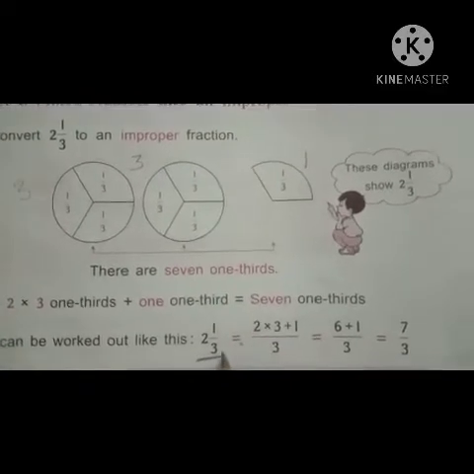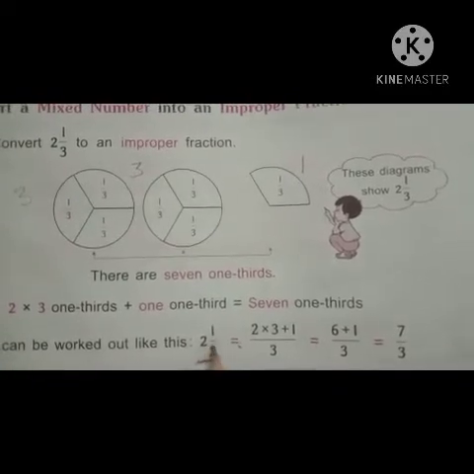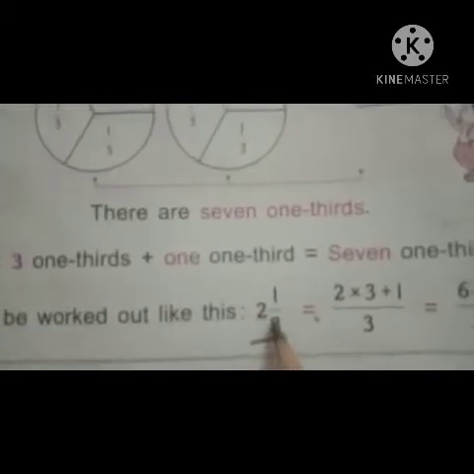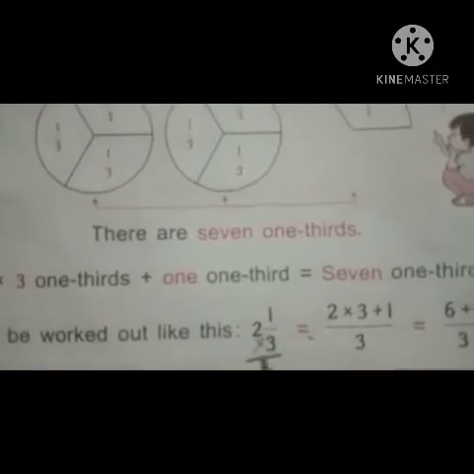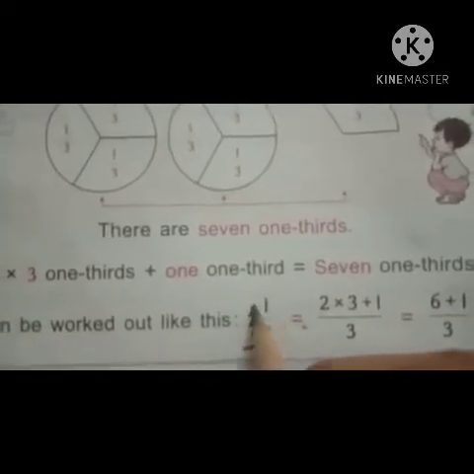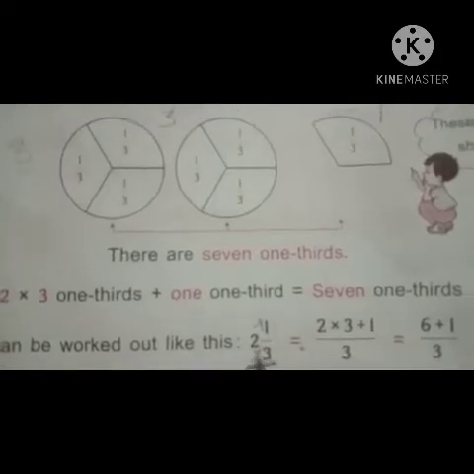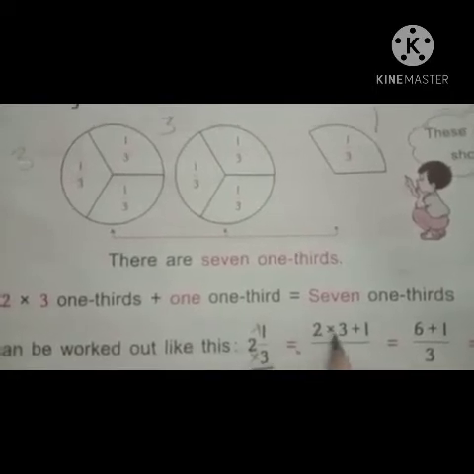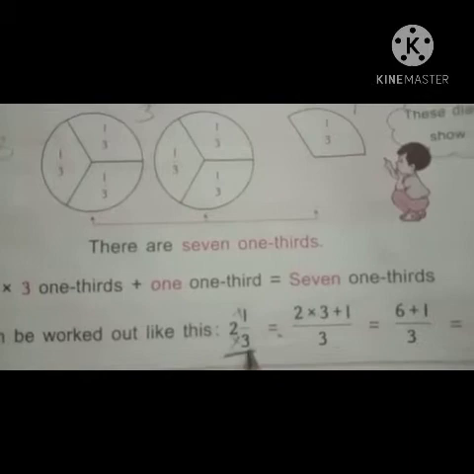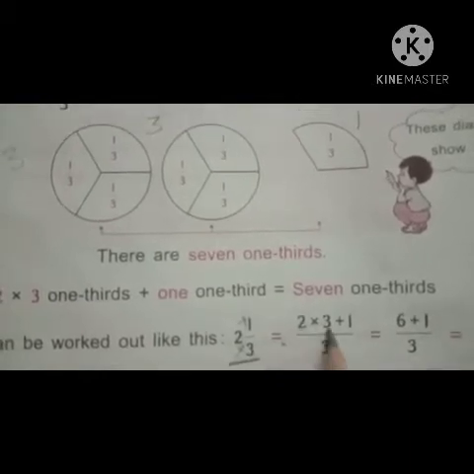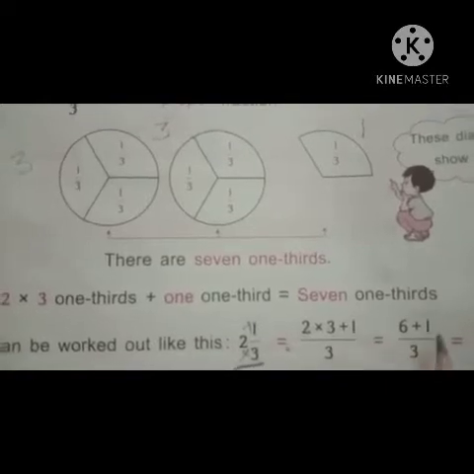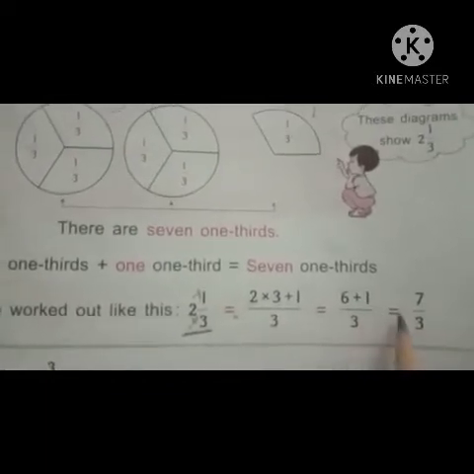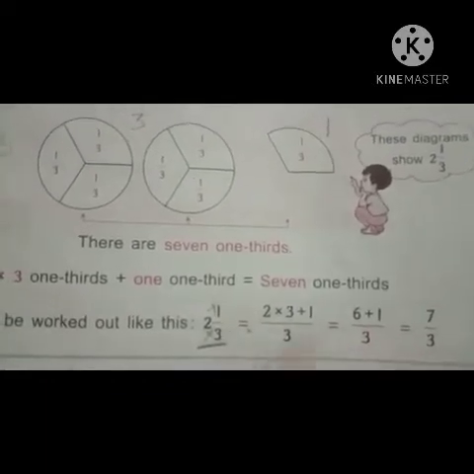Yes, improper fraction. See here, 2 1 by 3 equals, here 3, here 2. In between these two numbers we have to keep multiplication, and between these we have to keep plus. So see here children, 3 into 2 plus 1. We will write it like this also, 2 into 3 plus 1. 2 threes are 6, plus 1, so 6 plus 1 by 3. The denominator is constant, 3. Total 6 plus 1 equals how much? 7 by 3.